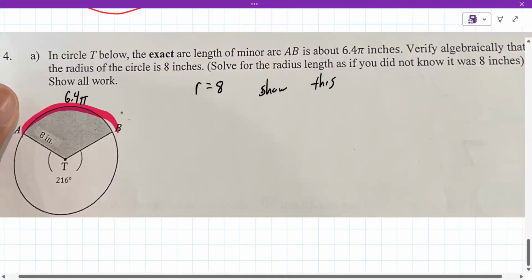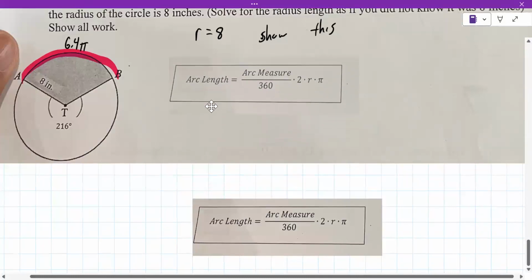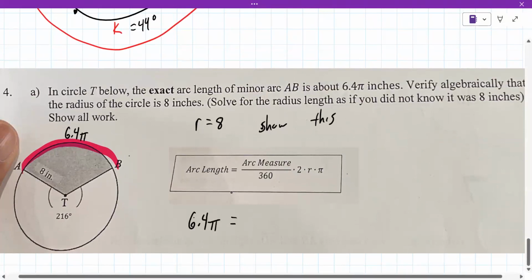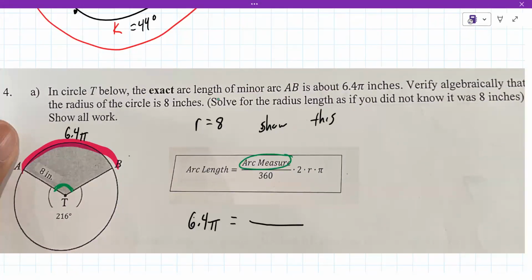So to do this, we need the formula that's given in the next part of the page. Do you see that formula for arc length? Okay. So we have to use this formula. The arc length is 6.4 pi. The arc measure is, I'm going to show it here in green. The arc measure is this angle right here. Do we have that angle? No. You do not.